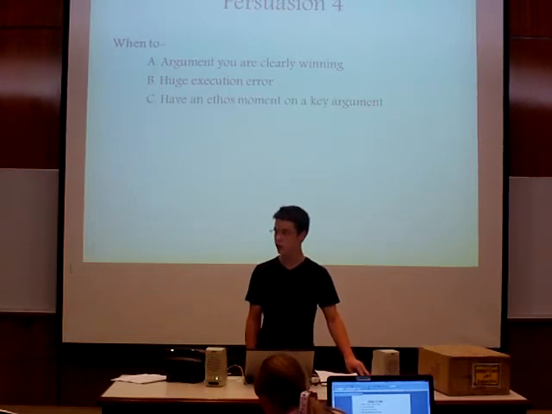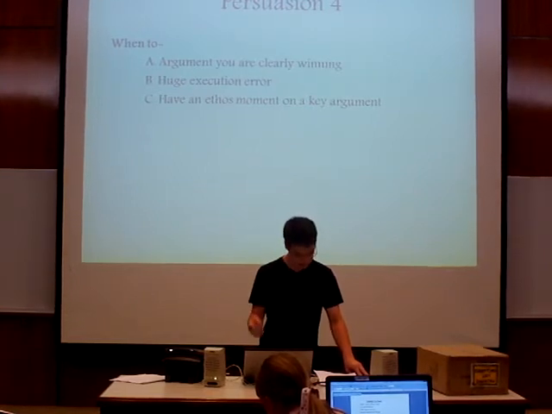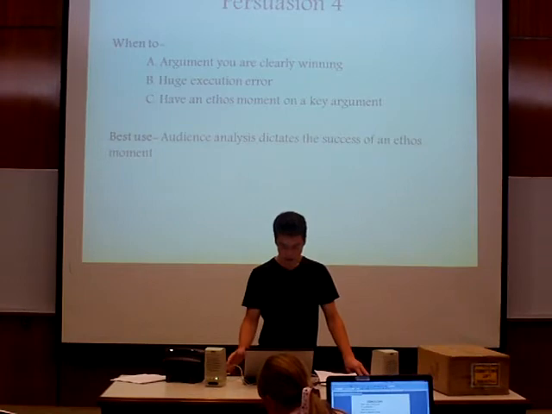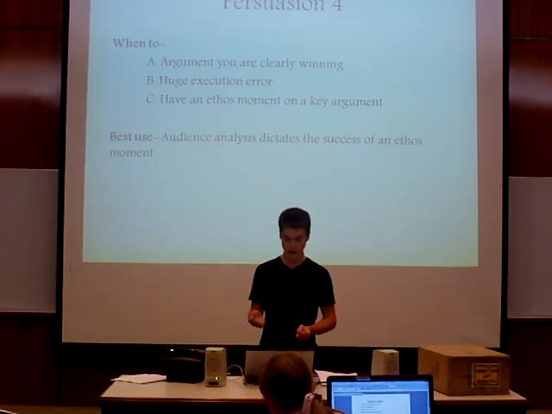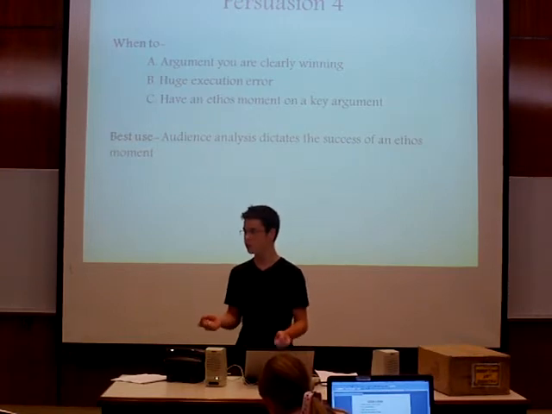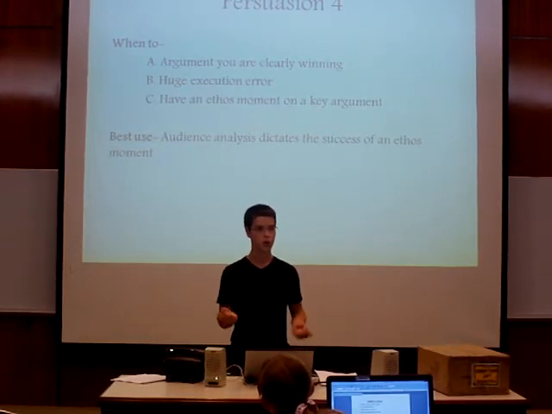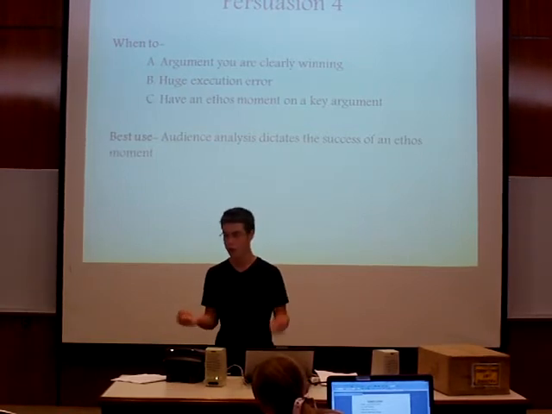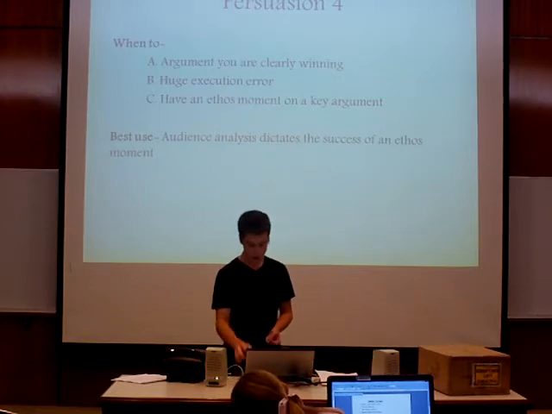Third is to have an ethos argument on a key argument. This can include things like impact calculus, turning case. The best use of ethos moments is that audience analysis dictates the success of an ethos moment. What this means is that for you to best utilize an ethos moment, you have to know who you're talking to. This is why reading judge philosophies is necessary, saying things like, in your judge philosophy, you said this, and explain the argument. There are two ways to do this.